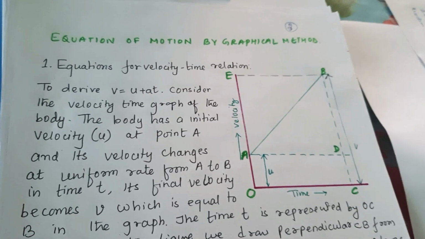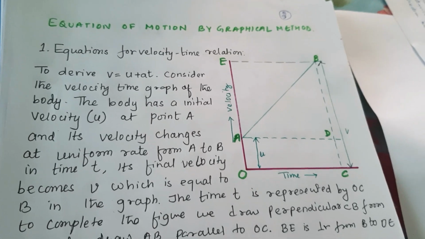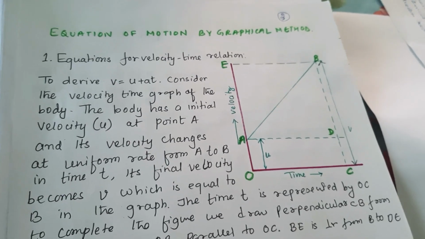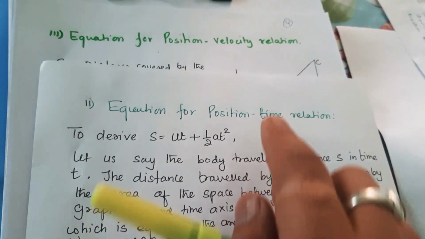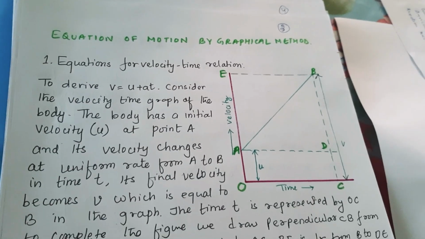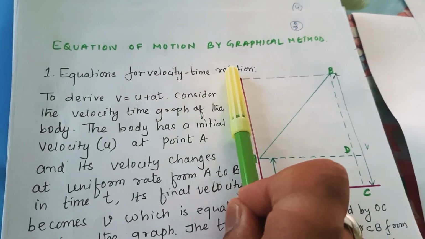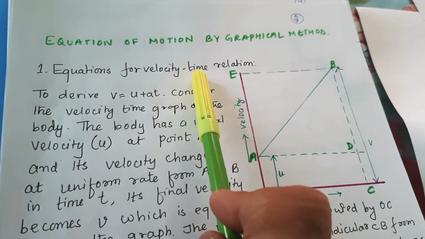To make it more clear, we'll start first with equations of motion by graphical methods. In these graphical methods, we have three equations. The first one is for velocity-time, the second one is for position-time, and the third one is for position-velocity. Let us try to understand the first one: the equation for the velocity-time relation. We are just trying to find a relation between velocity and time.